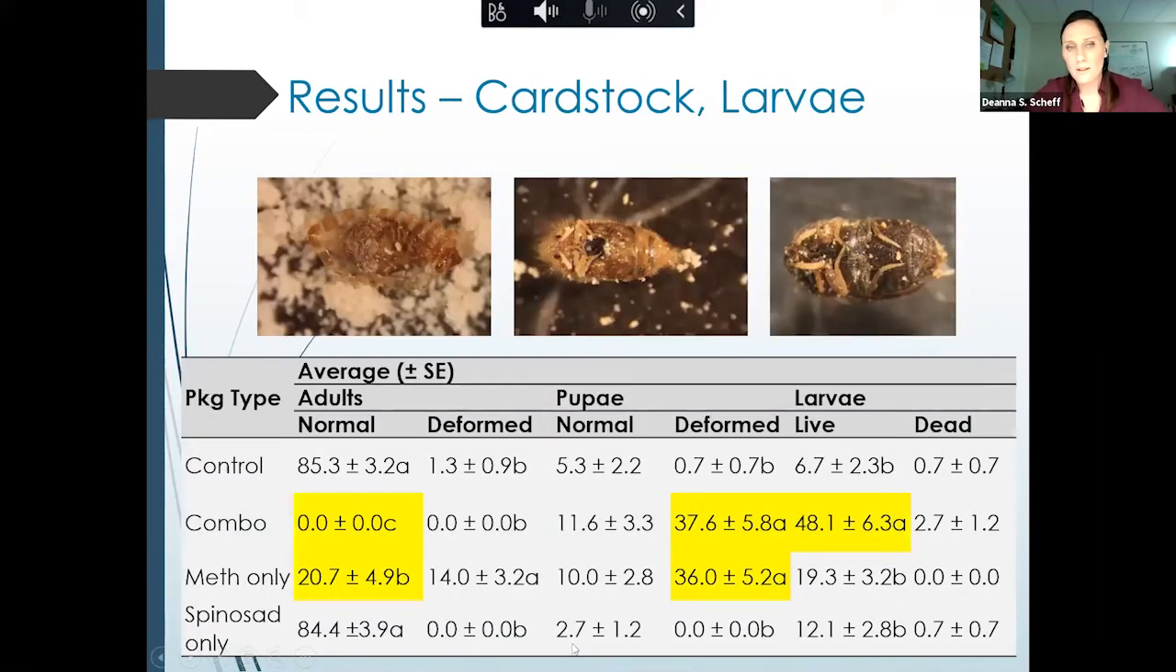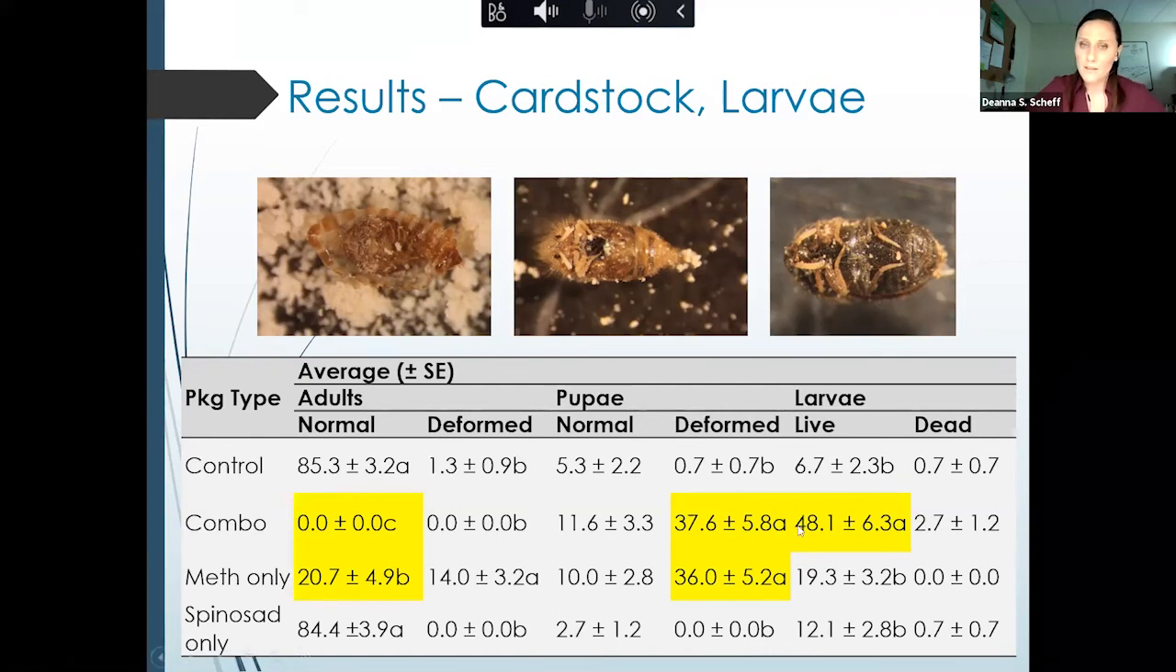However, when we look at what happens with our larvae, right here we can see our combination packaging had 0% adult emergence, whether they were normal adults or deformed adults, as shown up here. Our methoprene only had roughly 20% adult mortality, but our spinosad packaging only actually was not significantly different from our control. So what we're seeing is that there's something in that combination packaging of methoprene plus spinosad, but spinosad by itself was not very effective. The methoprene is behaving as we normally expected, but with this combination packaging, what was interesting is that we had roughly 48% of our larvae still alive after 4 weeks. So they're not progressing to that next life stage, which is a positive attribute.